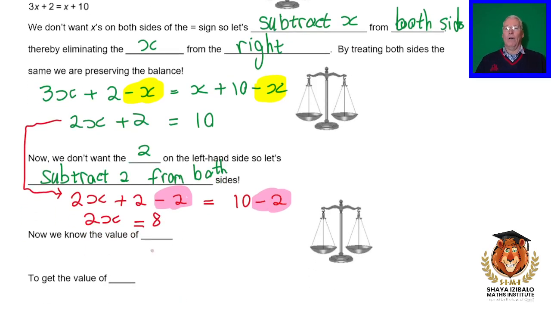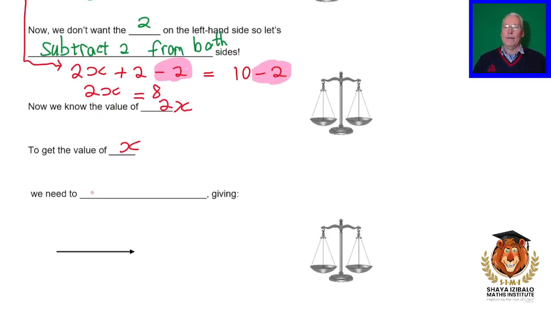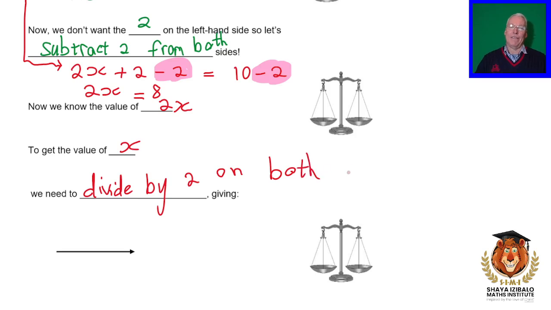Now, we now know the value of 2x. We don't know the value of x. We know the value of 2x. How are we going to get from 2x to 1x? So to get the value of x, we need to divide by 2. On which side? On both sides. So if we remind ourselves what our equation was, it was 2x equals 8. So we're going to go 2x, and we're going to divide by 2. And on this side, we're going to go 8, and we're going to divide by 2.